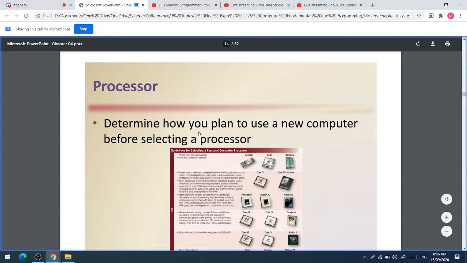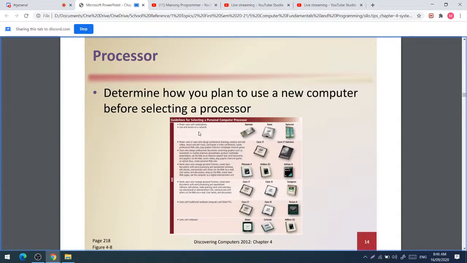Okay. Dito pa, sir. Determine how you plan to use a new computer before selecting a processor. Ito po yung mali natin pag bumibili tayo ng computer. Hindi porket mataas yung processor mo, magiging mabilis na yung computer mo. For you to create a fast computer, kasi ang gusto natin yung mabilis na computer, yung maayos yung performance. Na kahit nag-open tayo ng Google, nag-open tayo ng Dota 2, nag-open tayo ng SketchUp, nag-open tayo ng AutoCAD, dapat kahit sabay-sabay yun, hindi nag-lag or naghahang yung computer natin.